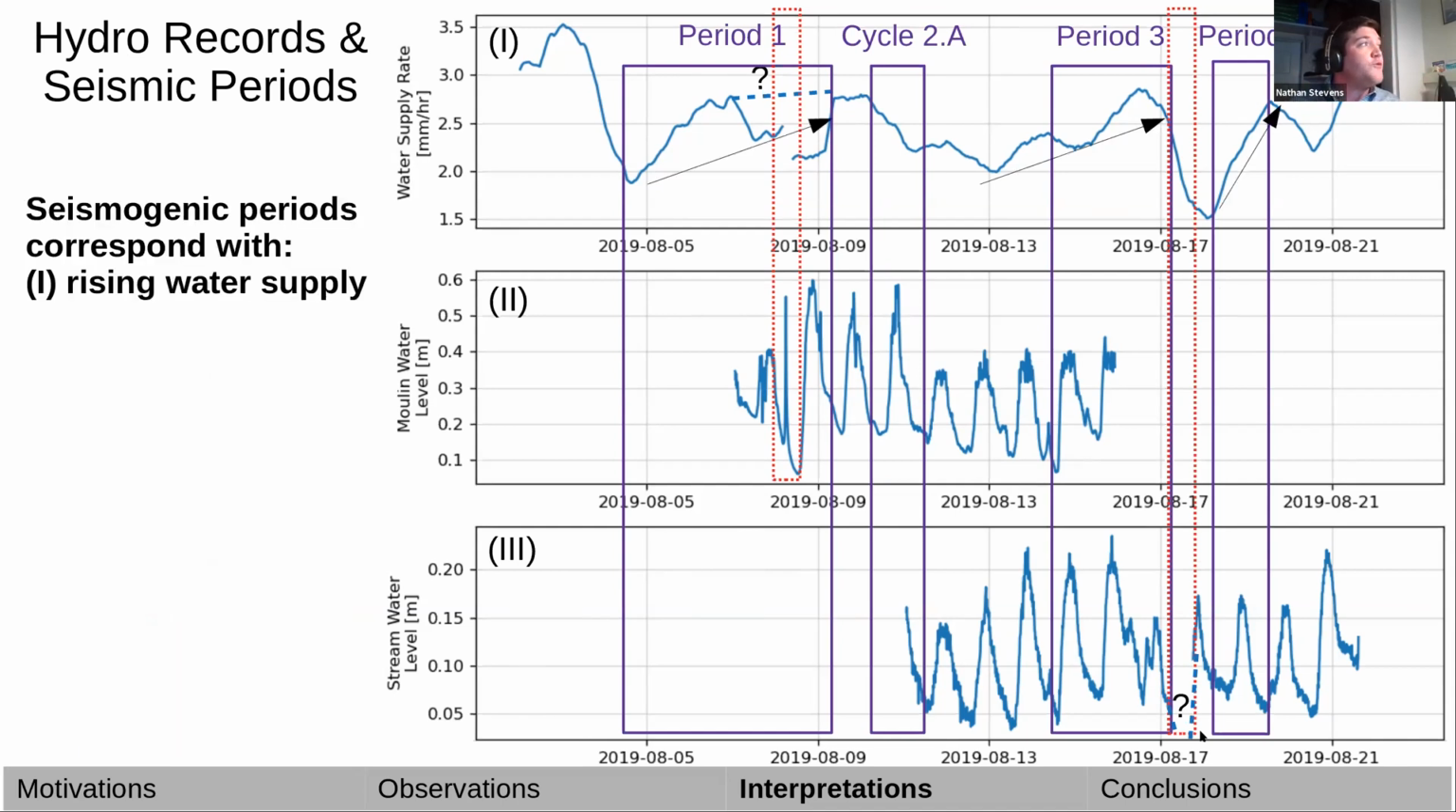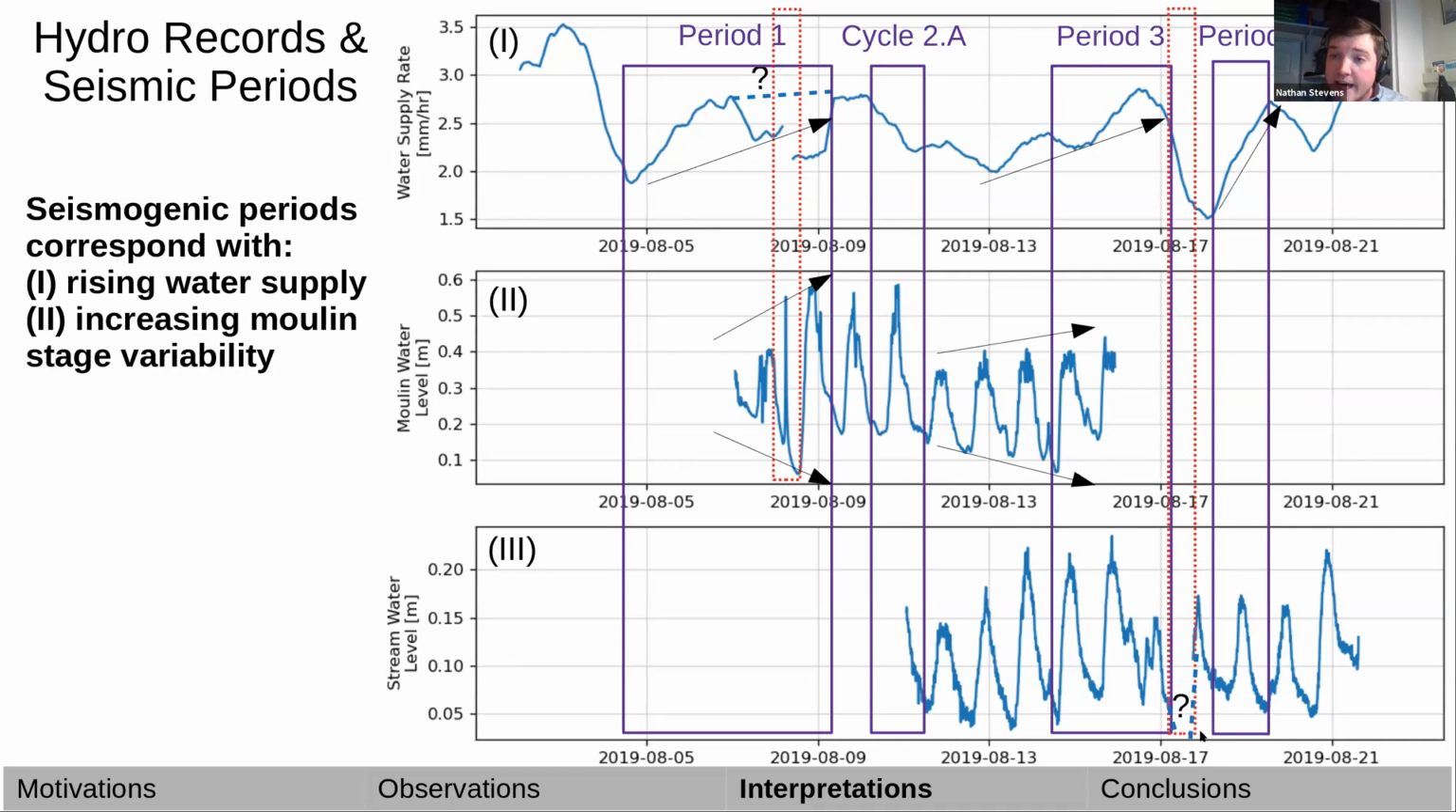And so starting off with the water supply, we see that for periods 1, 3, and 4, we have a rising surface water supply rate throughout these cycles and progressing into the cycle. So we're putting more and more water into the system when there's more and more seismicity on progressive days. So you can see 2A is a bit of an oddity here because water supply is falling.